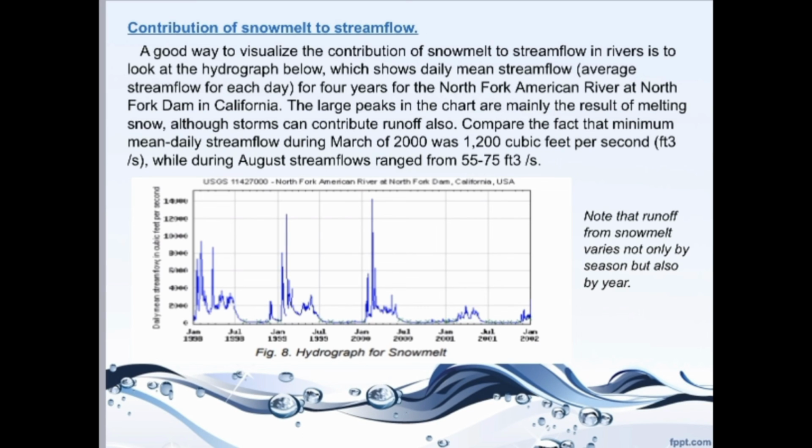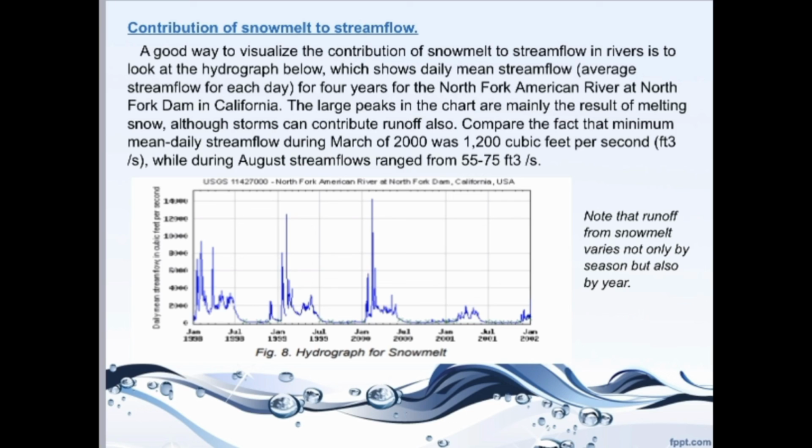So, a good way to visualize the contribution of snowmelt to stream flow in rivers is to look at the hydrograph below. Here in figure 8, the hydrograph for snowmelt, is shown the contribution of snowmelt to stream flow. Note that runoff from snowmelt varies not only by season but also by year. So, there it shows how high the runoff from snowmelt is, and that it varies by season and by year.